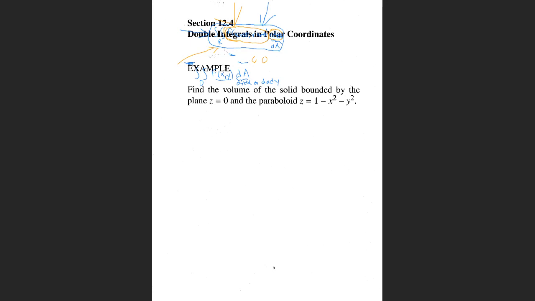Okay, so Ellie says I don't know the endpoints. And that's right, I don't know the endpoints because I don't know my region of integration. How am I going to be able to determine my region R of integration? I have a solid that exists over some region in the xy plane. How would I find that region?